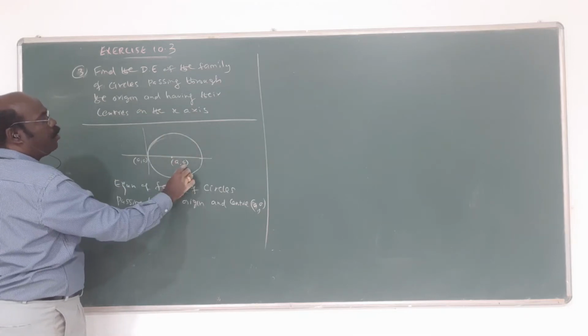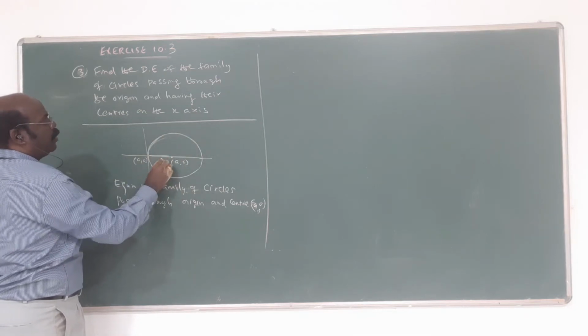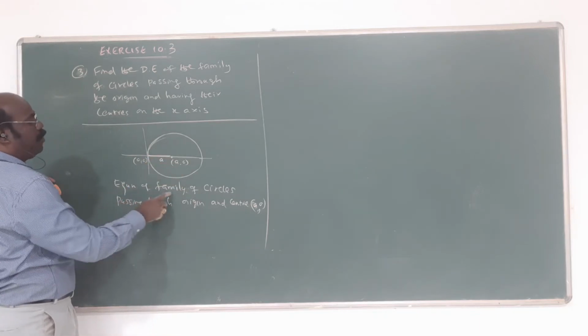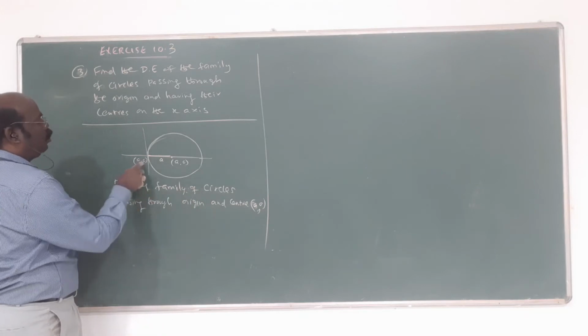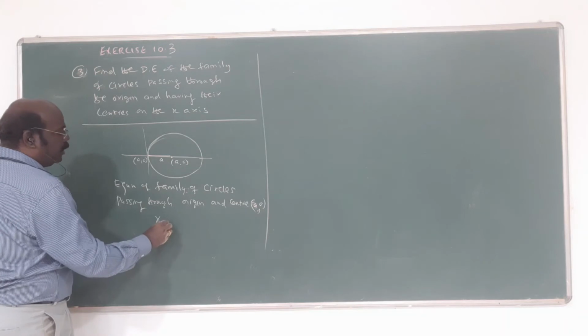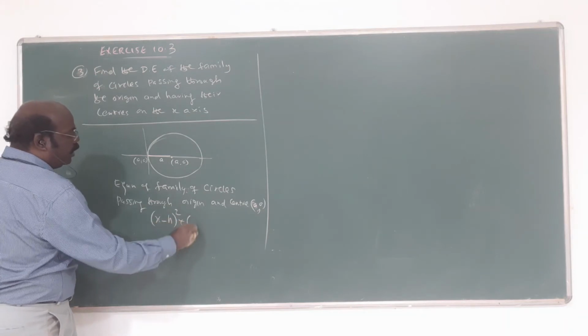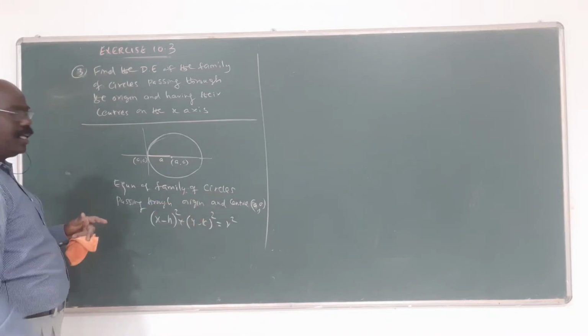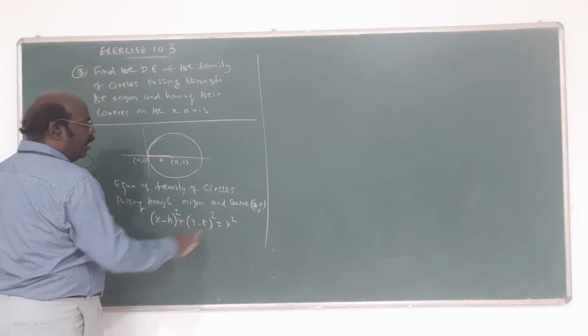That means the y coordinate is 0 and the x coordinate is, suppose, a. This a is arbitrary. The equation of the family of circles passing through the origin with center (a, 0). What is the formula for the circle? (x minus h) whole square plus (y minus k) whole square equal to r square. So this is the family of circles.